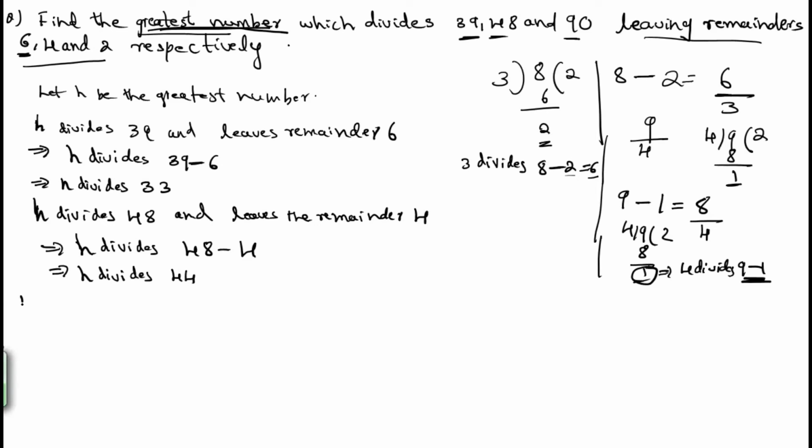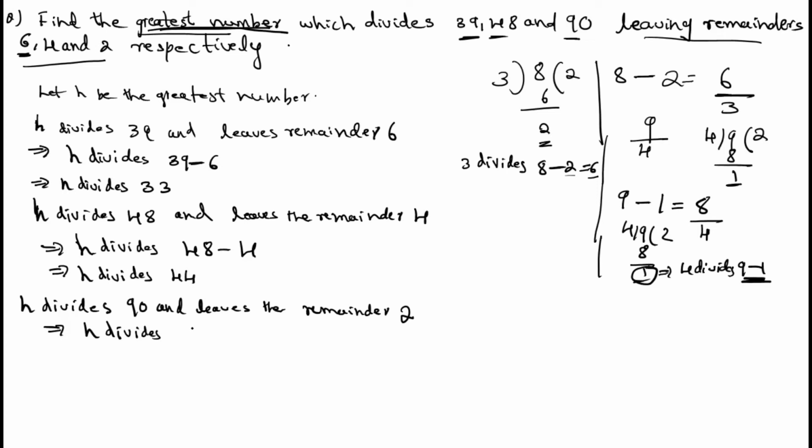Similarly, take the third case. h divides 90 and leaves the remainder, what's the remainder? 2. This implies h divides, now we can write, what's the value? 90 minus 2, dividend minus remainder. This implies h divides 88.